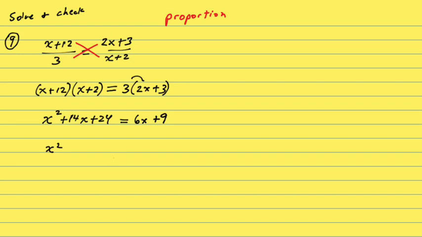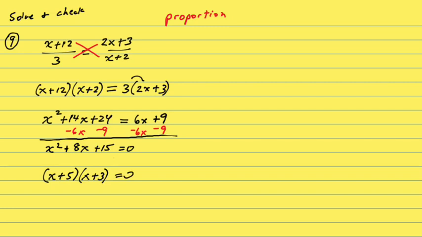Making it equal 0, I would subtract 6x. And I would subtract 9. What do I get if I subtract 9 from 24? 24 minus 9, I believe, is 15. Now I'm going to factor this. I believe 5 times 3 is 15, and 5 plus 3 is, I'm sorry, 8, which is your middle number. What makes each of these equal 0 would be negative 5 and negative 3.